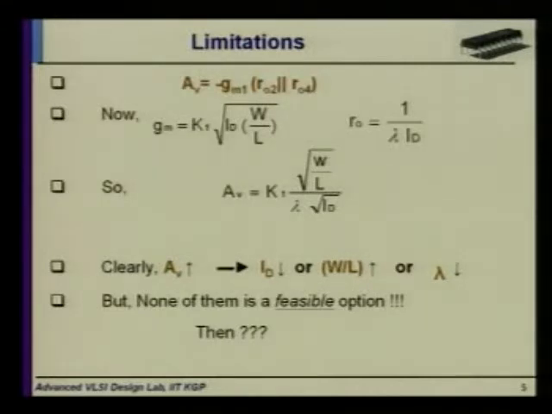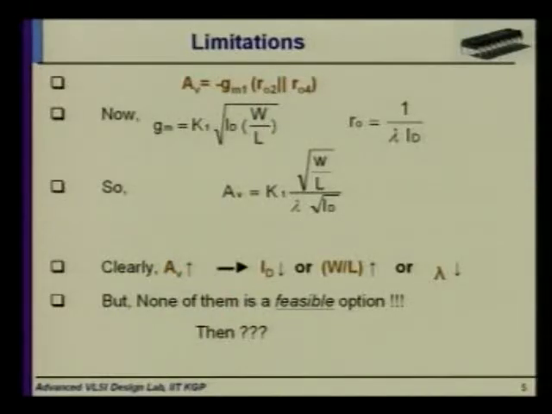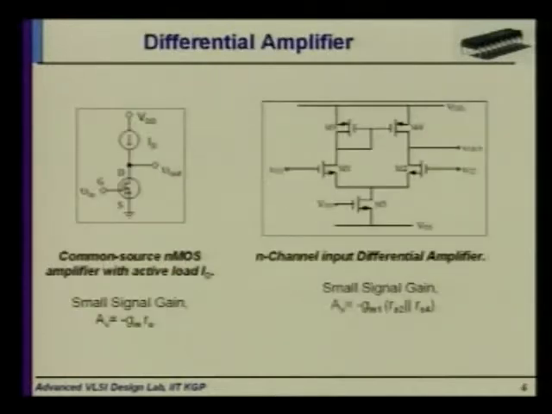So if we want to increase voltage gain, we have three options. First, we can decrease ID, but I am rejecting that because we can't afford to decrease ID. Then the other two options are to increase W by L or decrease lambda. Now if we want to increase the aspect ratio W by L, for the gm stage that means the input transistor M1.